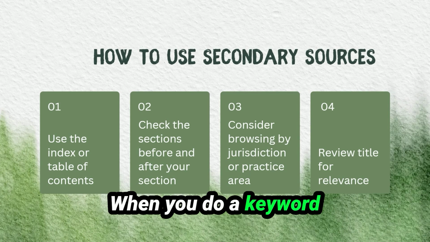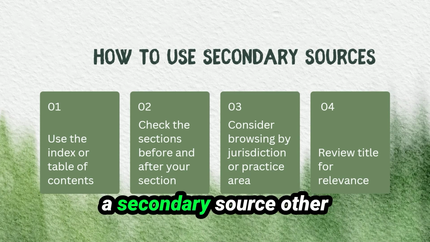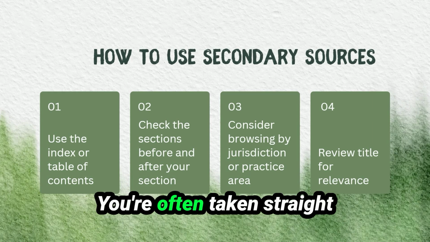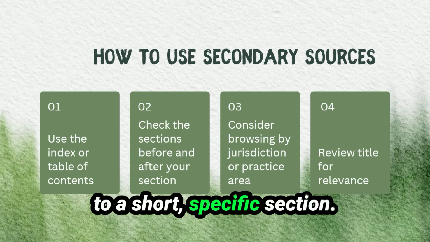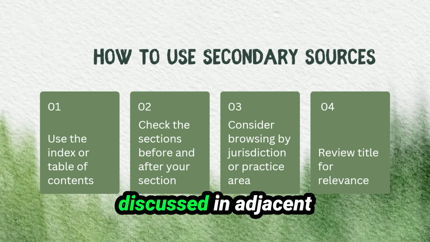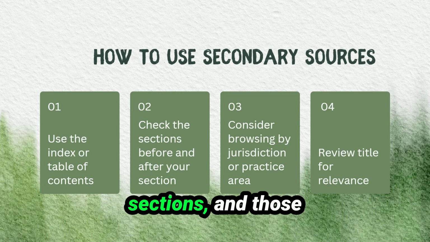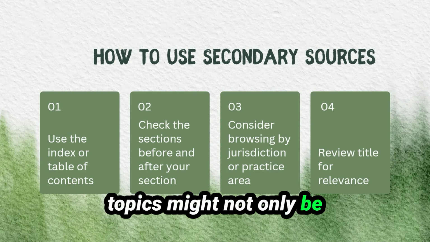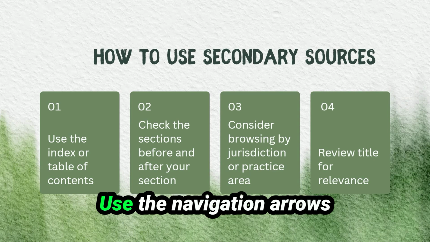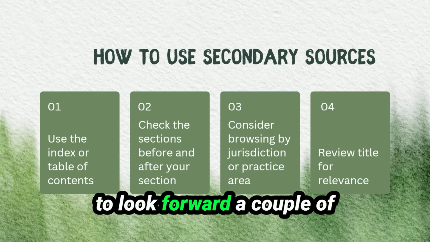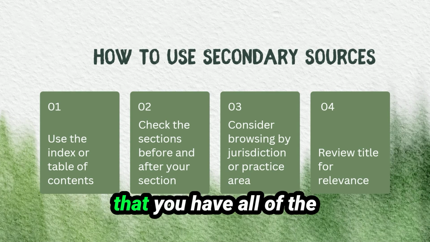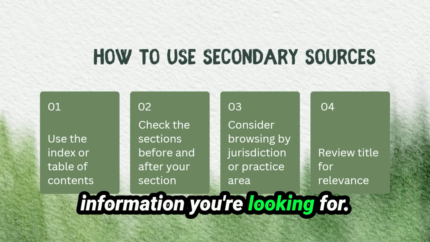When you do a keyword search and you're linked to a secondary source other than a law review or journal, you're often taken straight to a short, specific section. Often related topics are discussed in adjacent sections, and those topics might not only be relevant, but potentially a better fit for your search. Use the navigation arrows to look forward a couple of pages and back a couple of pages to make sure that you have all of the information you're looking for.